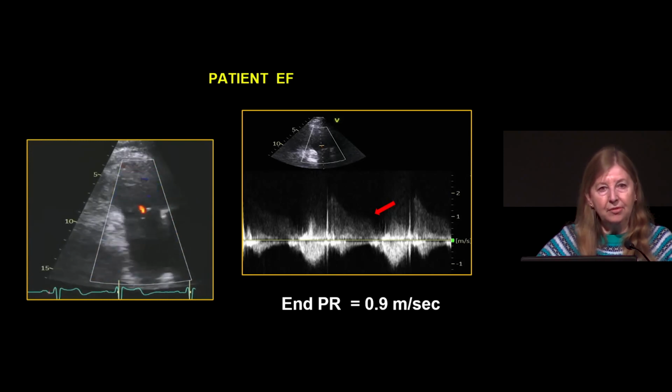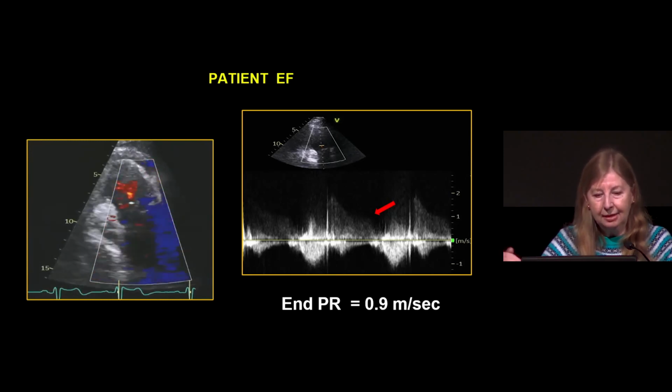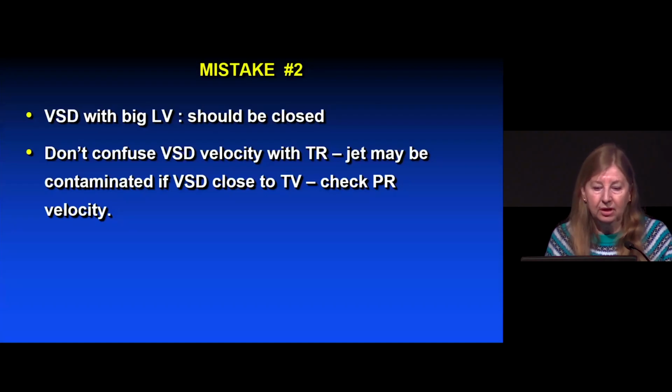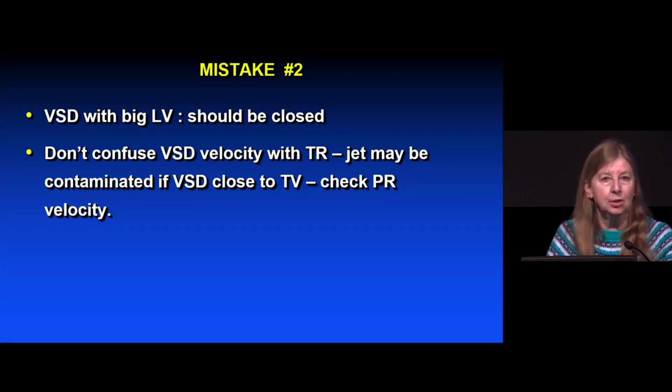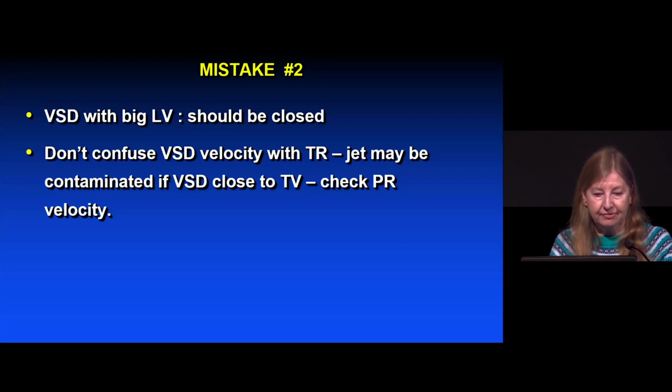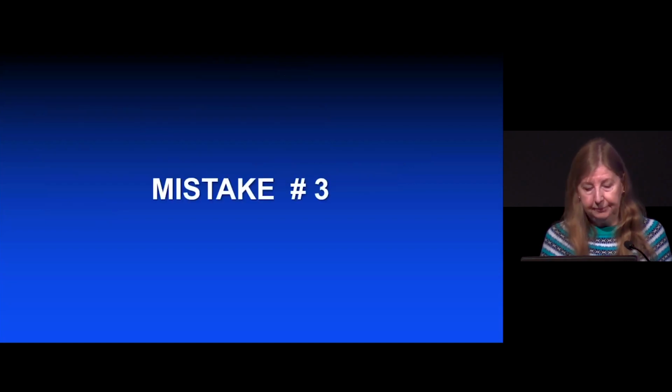whatsoever. So remember, the VSD velocity was high, but do not get tangled up with the VSD velocity and the TR, because they're so close together, and that TR jet is contaminated when the VSD is close to the tricuspid valve. So look at other things, check the PR velocity. This lady had a big LV, and when the LV is big the VSD should be closed, which hers was. And the tricuspid valve had an annuloplasty. So another mistake, don't confuse those two jets and check the PR velocity.